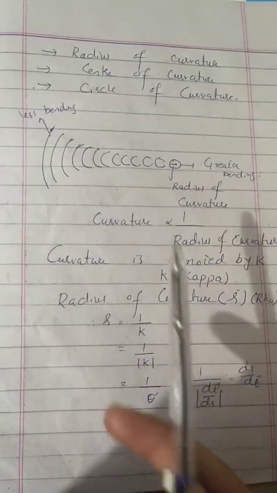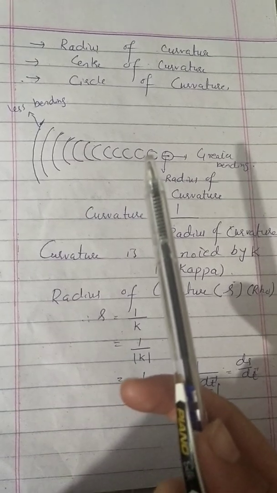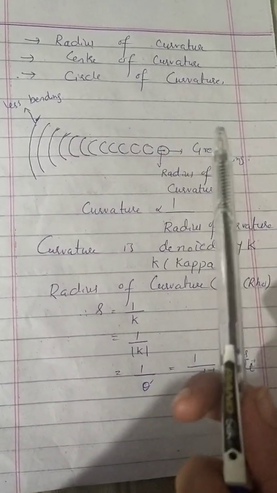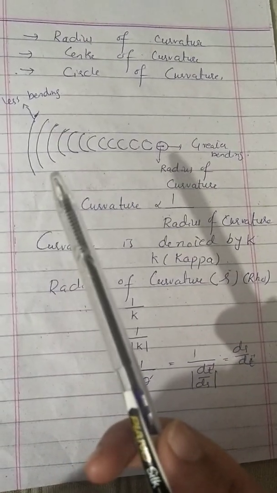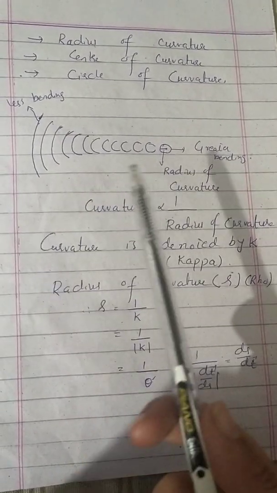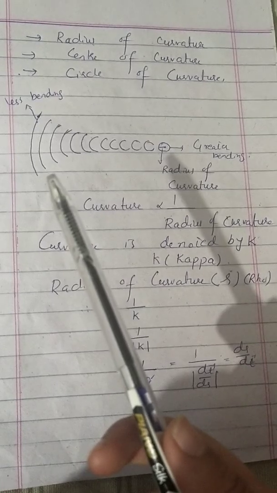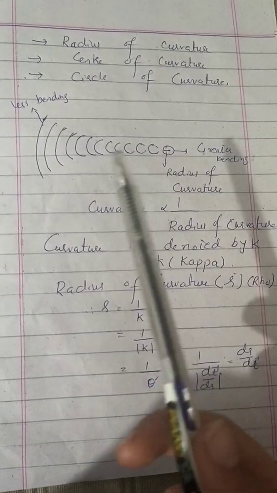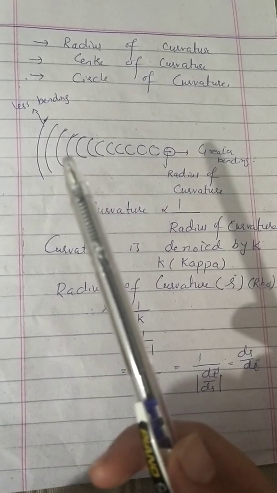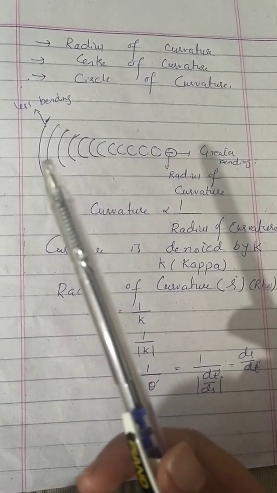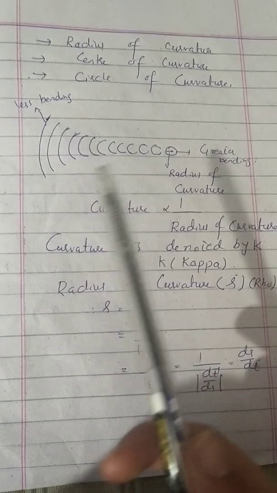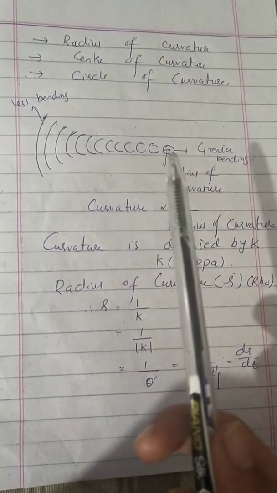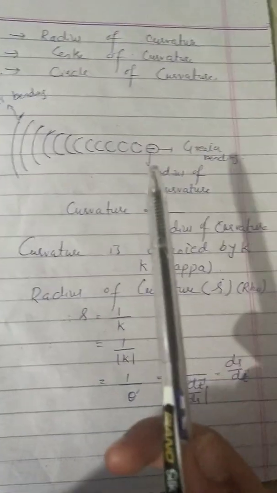Now we will discuss some parts of the curvature: radius of curvature, center of curvature, and circle of curvature. I draw different types of curves. You can see the first curve, and the second, and so on, and also the last curve. The bending of the first curve is very little. Onwards, the bending increases more and more, and at the last the bending is much greater.